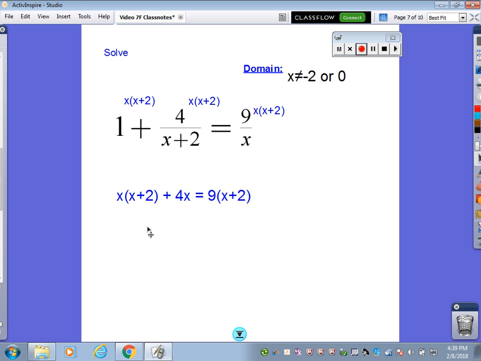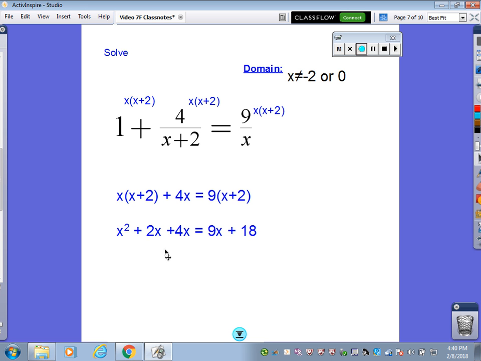Alright, what do we have left? In my first term, I don't have a denominator, so I'm left with all of it. Here I have a common factor of x plus 2, so I'm left with 4x. And here I have a common factor of x, so I'm left with 9 times x plus 2. Alright, so we're going to solve this equation. So we need to distribute.